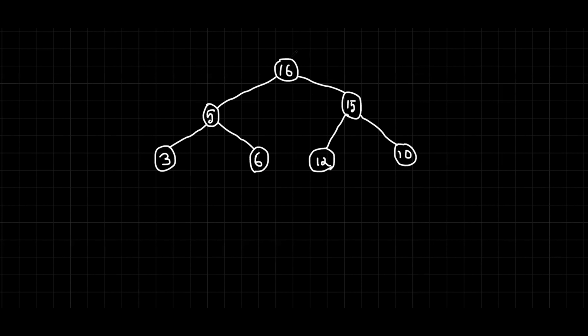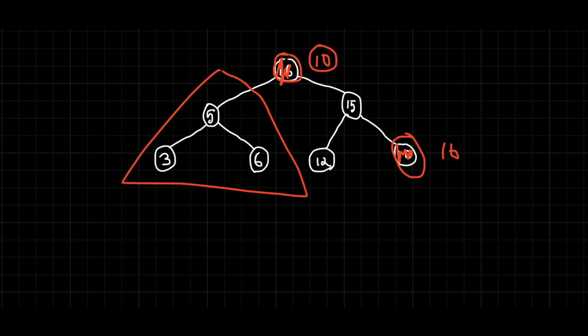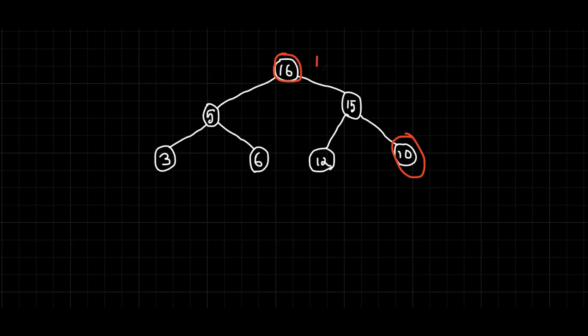Now, what is the mistaken swap? Here, we have swapped the values 16 and 10 by mistake. That means if we place 10 into the root and 16 into the leaf, this tree will become a perfect binary search tree. Because if 10 is the root, then all of its left children values are smaller than the root. And if 16 is the leaf, then all of its right children values are greater than 10. So the values we swapped mistakenly were 16 and 10.